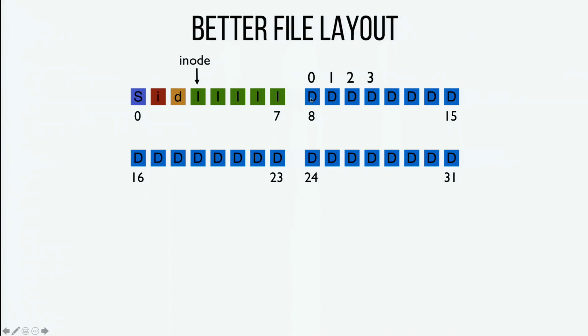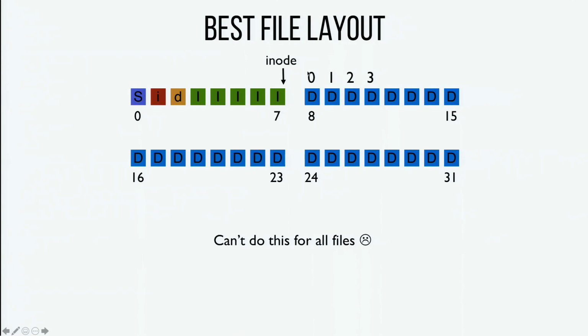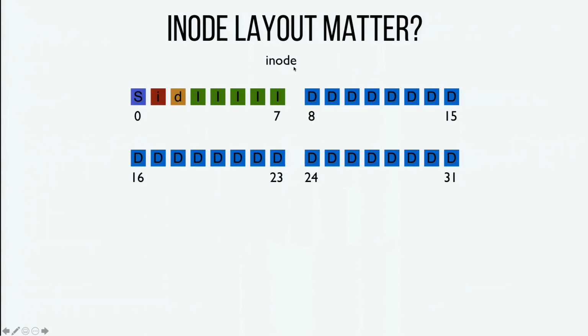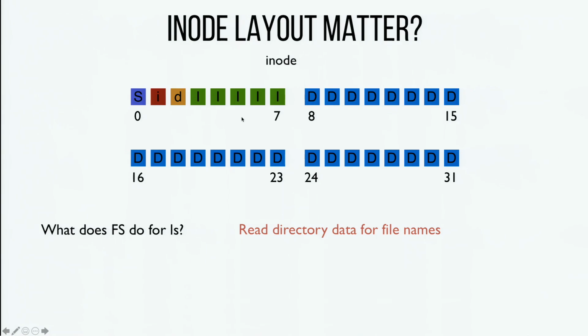So it would be better to do this, but not every file is going to be able to get the first data blocks of the group, and it's still a bit of a seek there. So certainly not every file gets to be so lucky. So what are we going to do? Okay. So let's think about what needs to be close to what for different workloads.